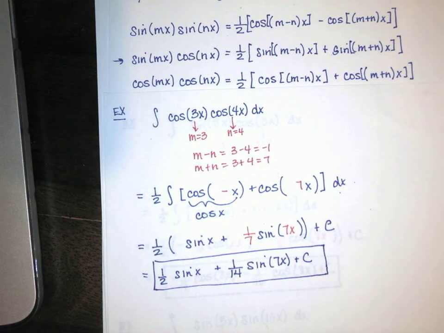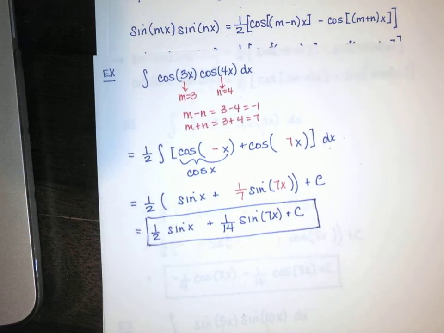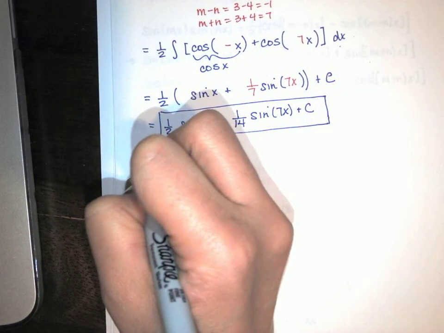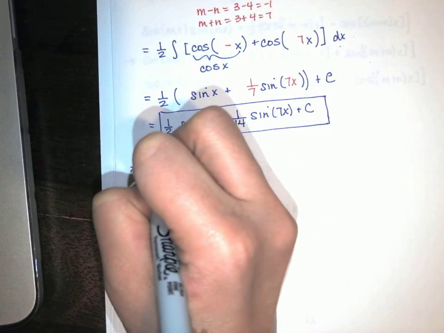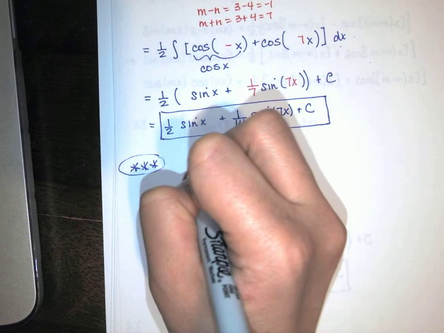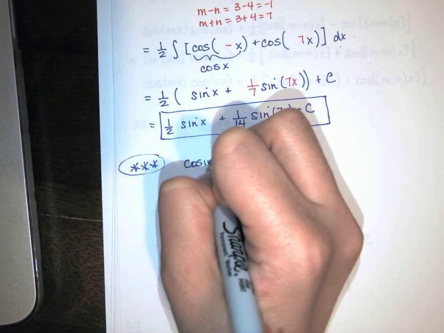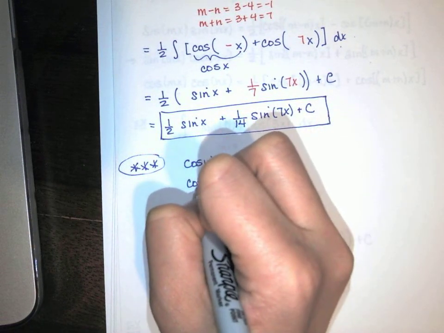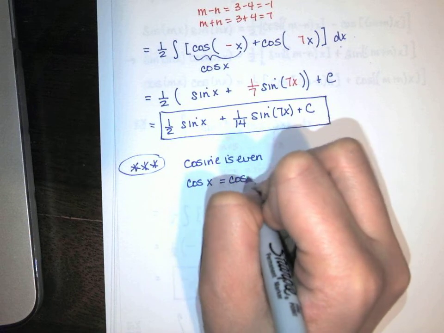Now we talked about the identity for cosine. There's another identity for sine. Cosine is an even function. So this just might help you as you do some of your exercises. Cosine is even, so cosine of x and cosine of negative x are the same.